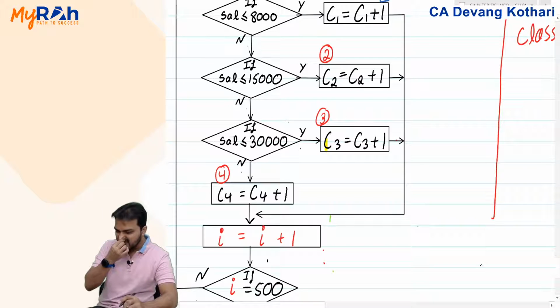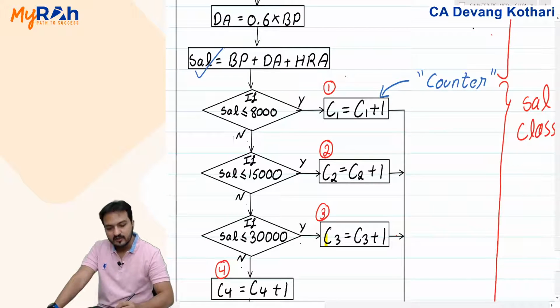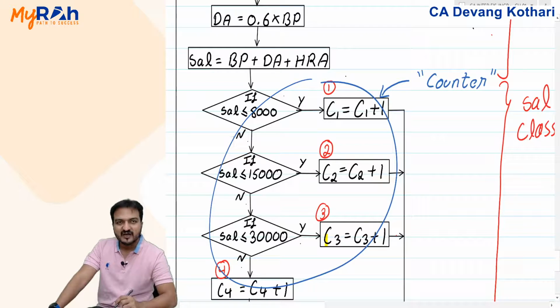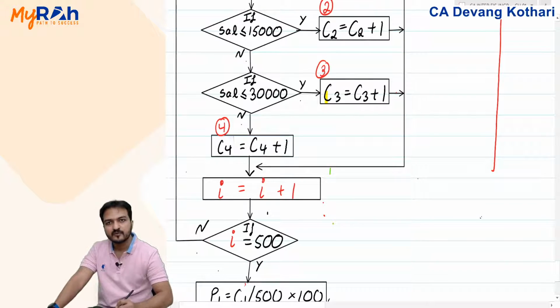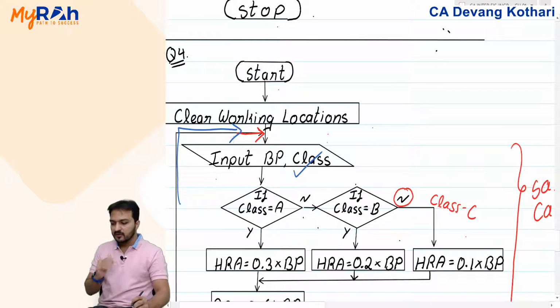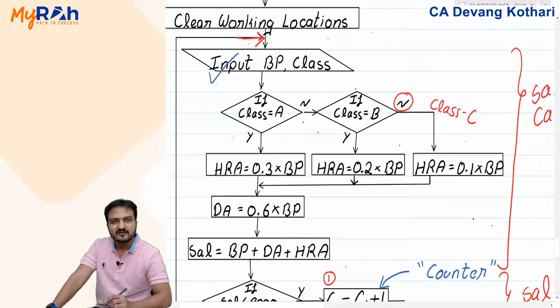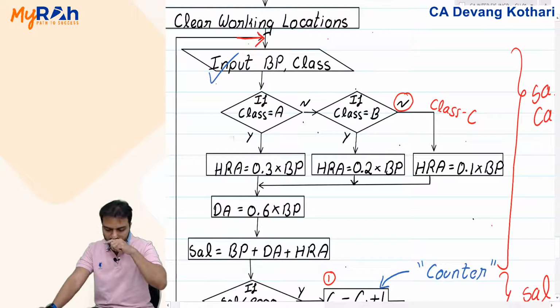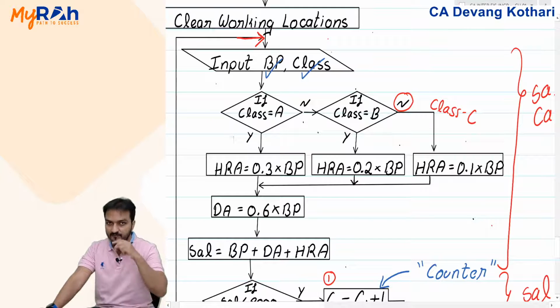If your company has 500 employees, so far you have just calculated the salary of the first employee. So far you have classified the salary of only the first employee. So now it goes back up here, back up till what? Dekho, that reverse arrow goes back up till before the input. Why before input? Because after you are done calculating things of the first employee, now you ask the user to give input of the second employee. So now the user will give basic pay and class information of the second employee.